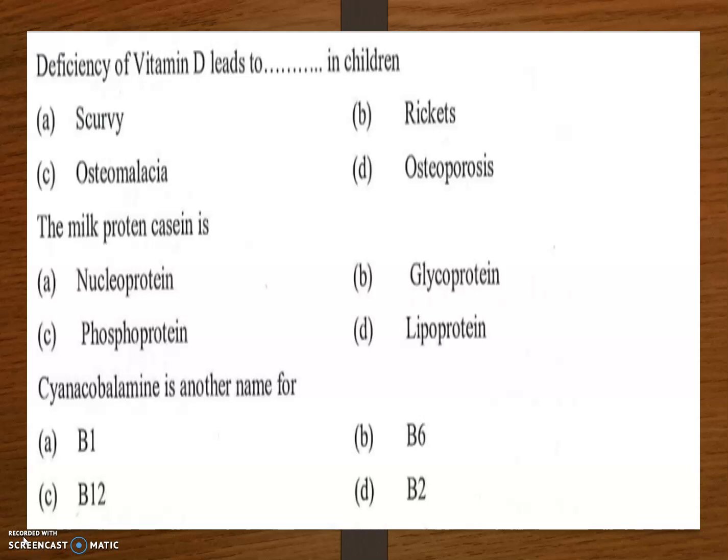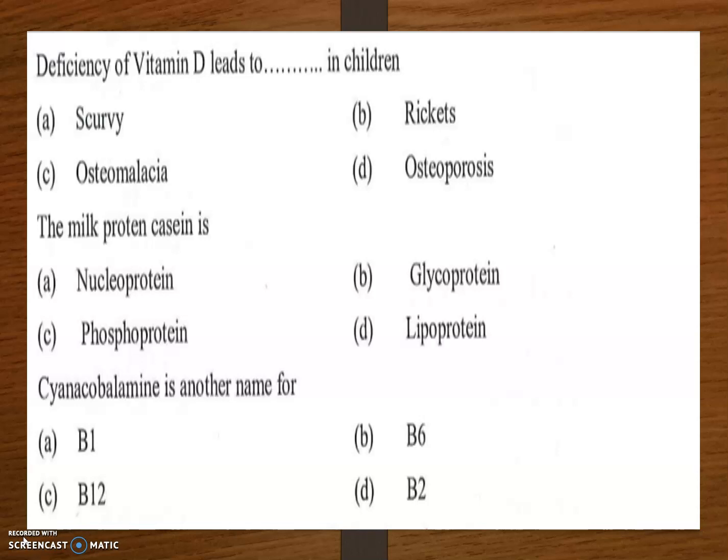In cow's milk, approximately 82% of milk protein is casein and the remaining 18% is the serum protein or whey protein. The whey protein may include lactoglobulin, lactoalbumin, immunoglobulins, lactoferrin, transferrins, etc. And the milk protein casein is a phosphoprotein. Next question.